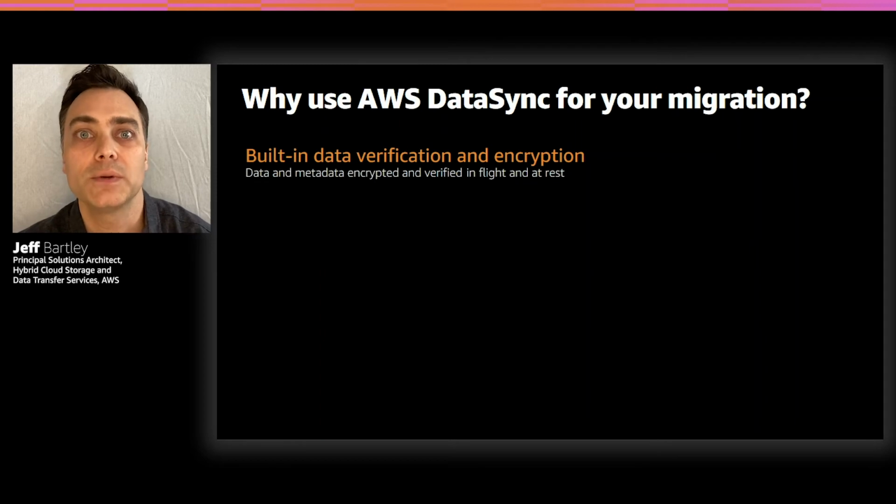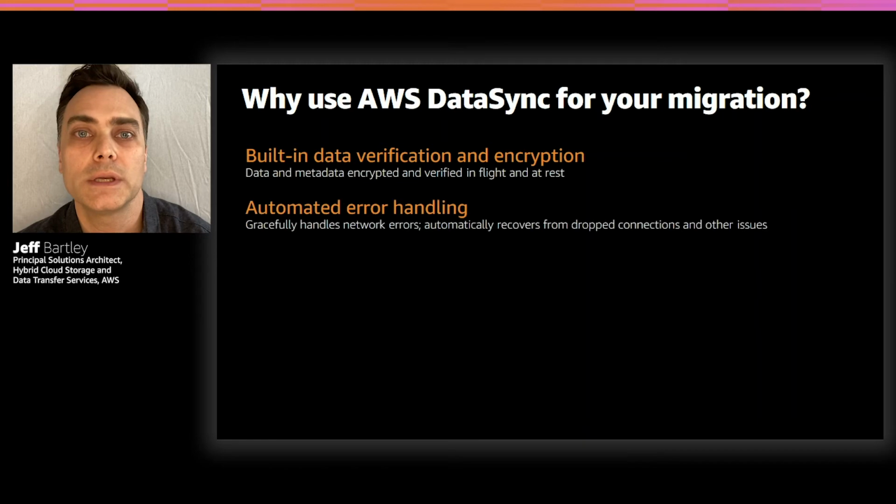DataSync also has built-in error handling. So if your DataSync frequently is copying data over long area networks, we have a lot of customers where their data centers are not necessarily geographically close to AWS regions. And so DataSync is built to deal with some of the networking challenges that can come up, things like dropped packets or TCP retransmits or retries or things like that. DataSync will automatically retry and recover from many of those networking issues that can arise.